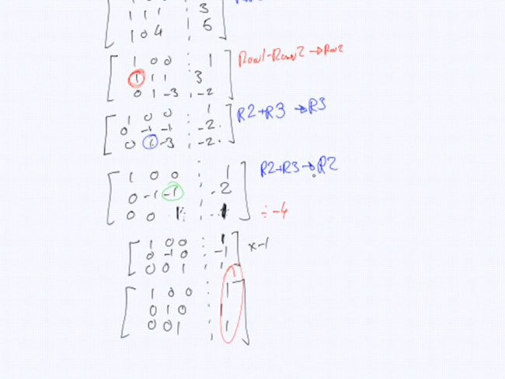1, 0, 0, 1. 0 and 0 is 0. 0 and minus 1 is minus 1. 1 and minus 1 is 0. 1 and minus 2, minus 1. 0, 0, 1, 1. And lastly, you can multiply the second one by minus 1. 1, 0, 0, 1. 0, 1, 0, 1. 0, 0, 1, 1. So what's x, y, z? 1, 1, 1 is the answer then.